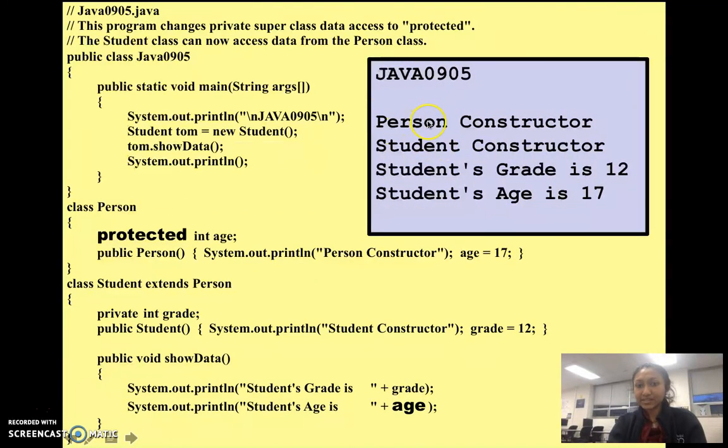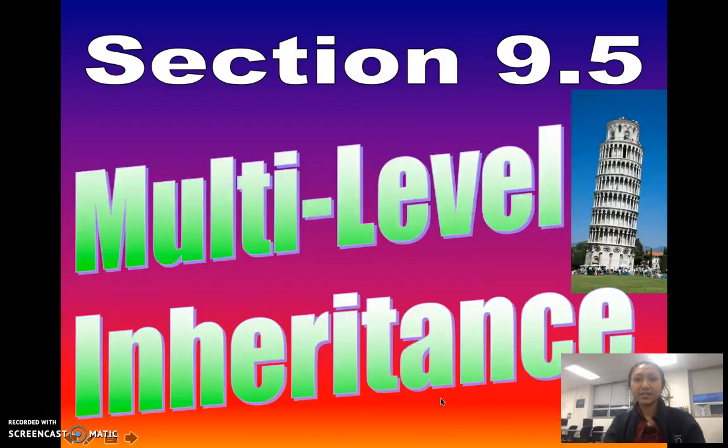Well, I make it protected, and now I can access it. And I get my person constructor, then my student constructor, superclass, then subclass. Then I did tom.showData. Therefore, student's grade is 12 and student's age is 17. Awesome. Multi-level inheritance. I'm going to pause here, you guys. We are going to continue this in our next lecture. Thank you.